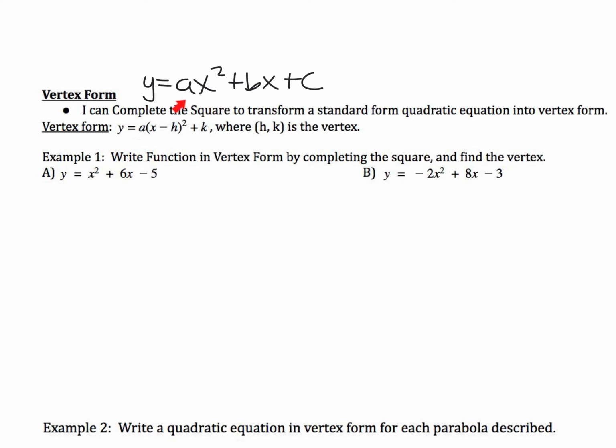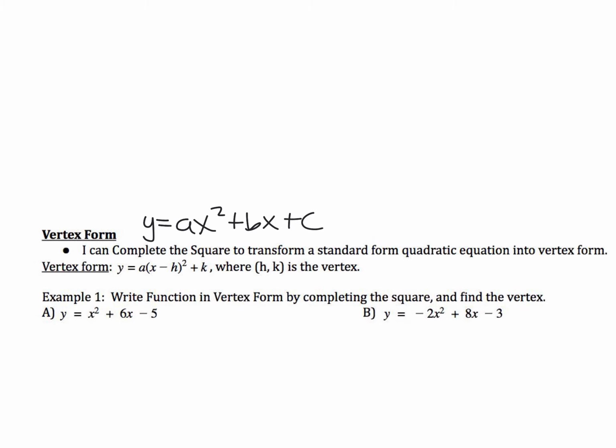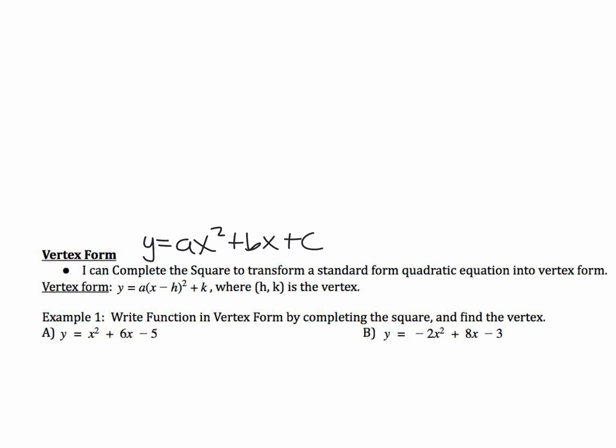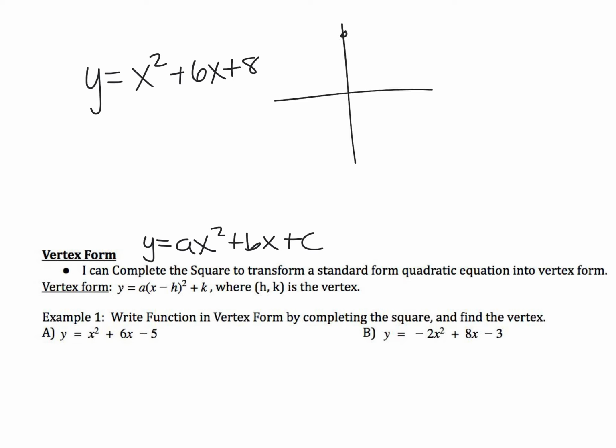How we're going to take a standard form quadratic and transform it to vertex is by using what we did to graph quadratic functions. So to refresh, for example, let's say we had the quadratic y equals x squared plus 6x plus 8. And we were to graph this, so what we did is we knew the y-intercept was up here at 8. And then the next step, we had to find our axis of symmetry to find our middle.